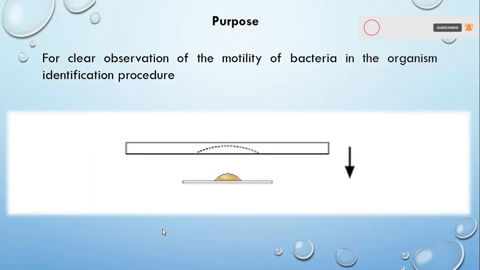Purpose of the test. In organism identification procedures, the motility test is done for clear observation of the motility of bacteria. In organism identification, it is necessary to see whether the isolated organism is motile or non-motile for the diagnosis purpose. So, the motility test is done.